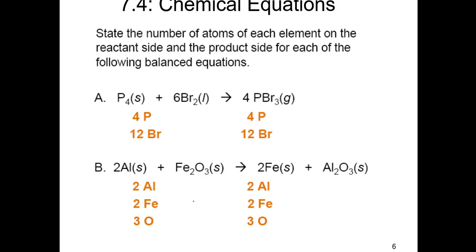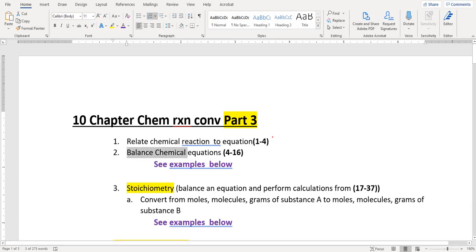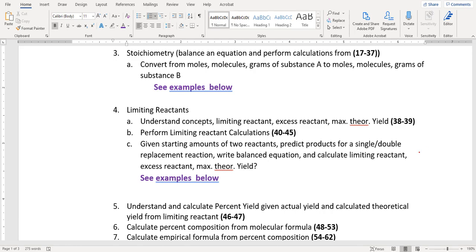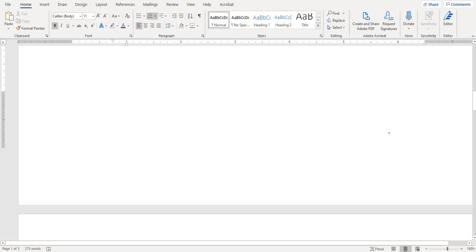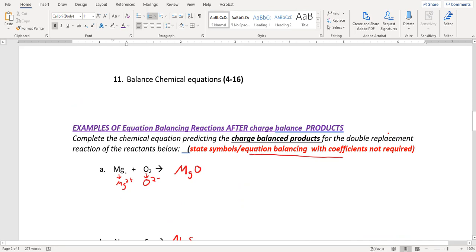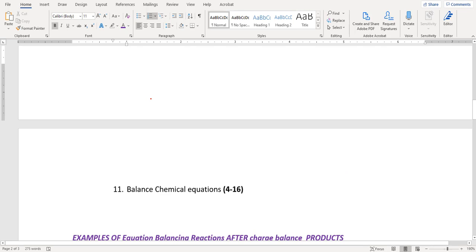So let's go ahead and practice this. I'm going back to the outline, and because this is so important, I've included examples on the outline. If we scroll down, there's our balancing chemical equations.